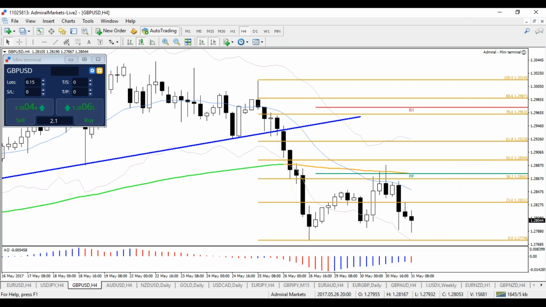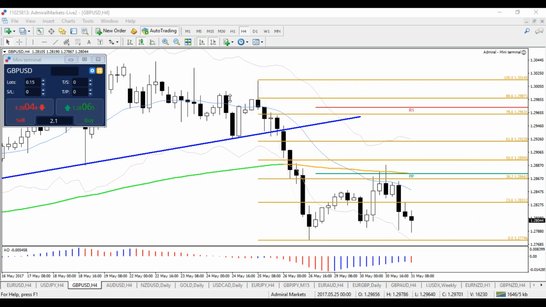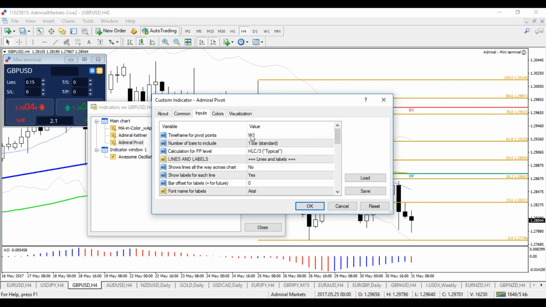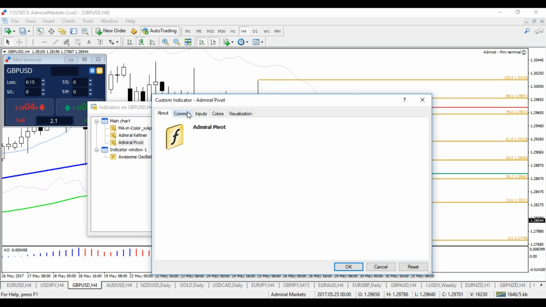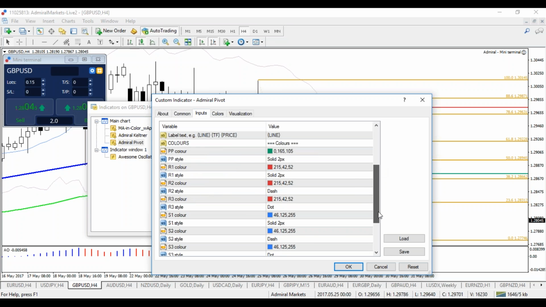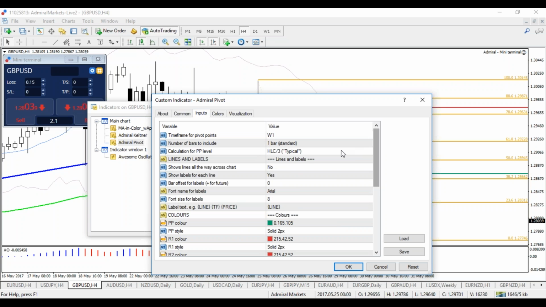Another resistance confluence. The settings for the weekly pivot points. Let's take a look. Weekly one, as you see. This is what I have now at this moment. Those are just colors. So that's about it, I guess.